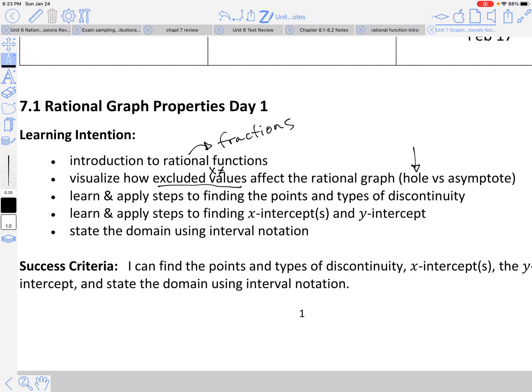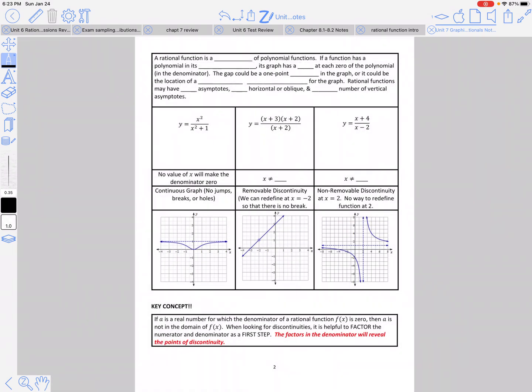We're going to talk about holes versus an asymptote, and these are basically where x never goes, for the most part. We're going to talk about discontinuity, so when a graph is not continuous. Discontinuity, continuous. If they discontinue a product you like, they don't continue that, so dis means not. So not continuous. We're going to learn about x-intercepts, y-intercepts, and then talk about domain. So that's what we are doing.